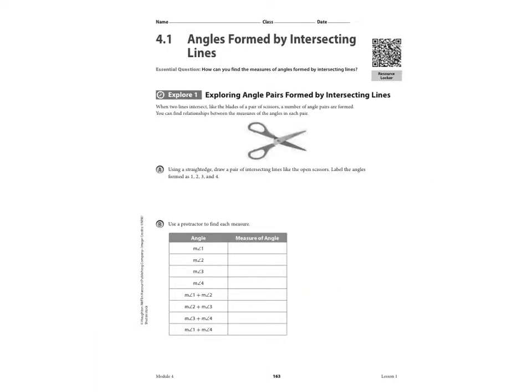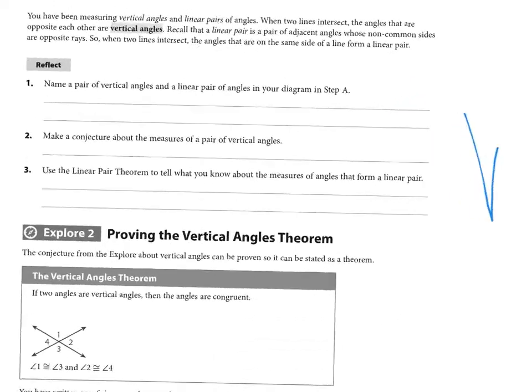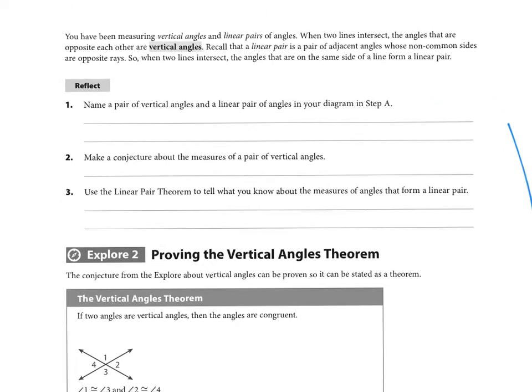Okay, so 4.1 on page 163, we're going to look at angles formed by intersecting lines. And the essential question in here is how can you find the measures of angles formed by intersecting lines? And so let's jump to the next page. Okay, so at the top of this page, there's some important words. We have been measuring vertical angles and linear pairs.